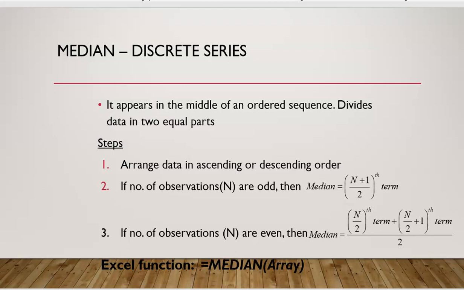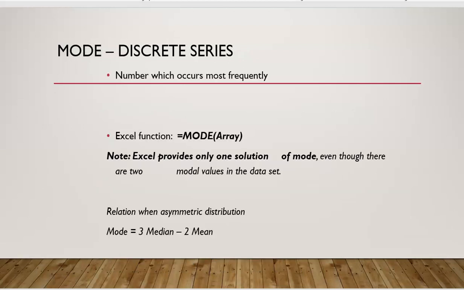So median is basically the middle point of the data. If there are 21 observations, there will be exactly an equal number of observations less than the median value and an equal number of observations more than the median value, because median is exactly in the center. Okay, so let's move on further.